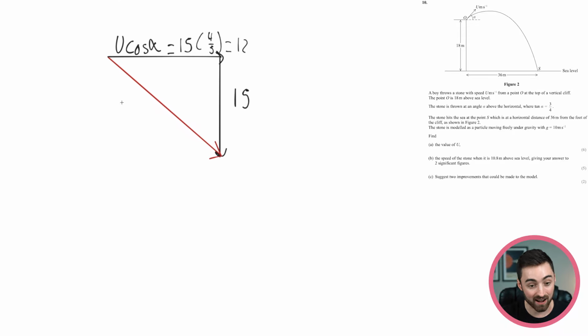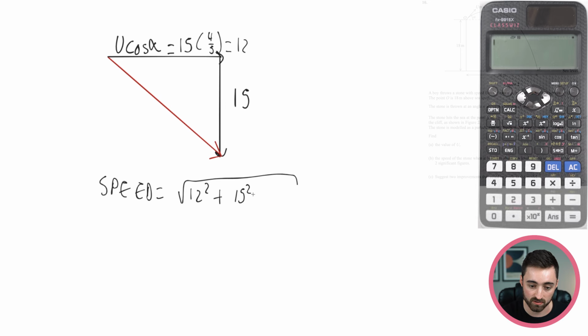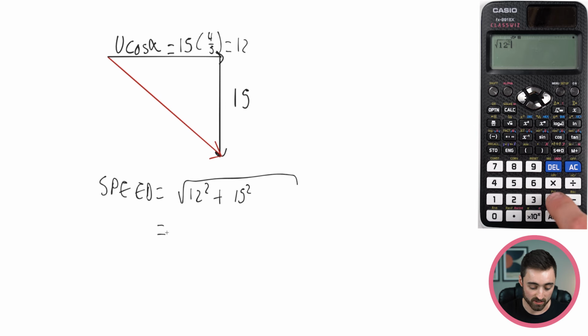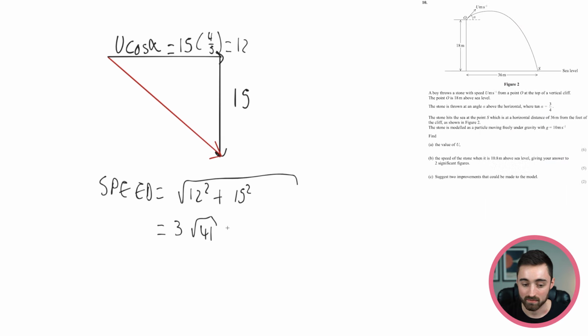So I now just need to do Pythagoras here. I've got 12 and 15. So the speed is going to be the square root of 12 squared plus 15 squared, which I think it's going to be something nice. Not really, no. It's going to be 3 root 41. And now we're told to give our answers to 2 sig fig, so I'm going to press SD, which is going to get me, well, to 2 sig fig, 19 meters per second.